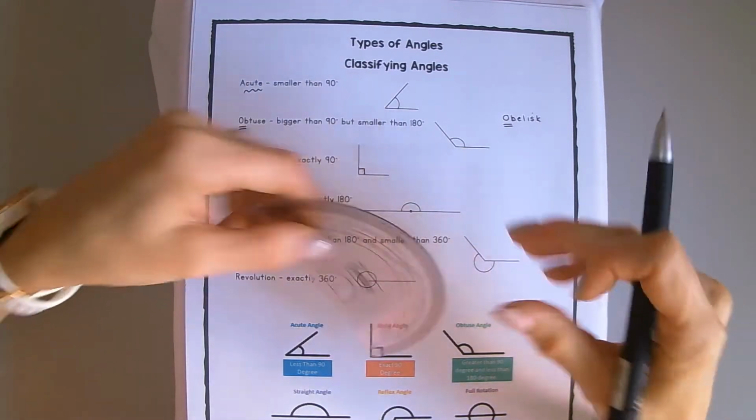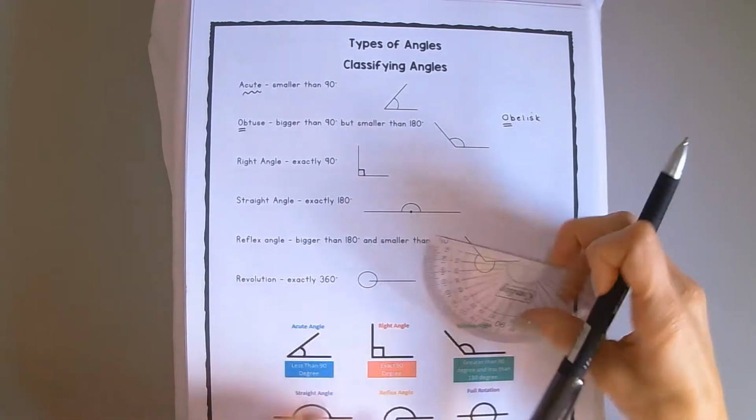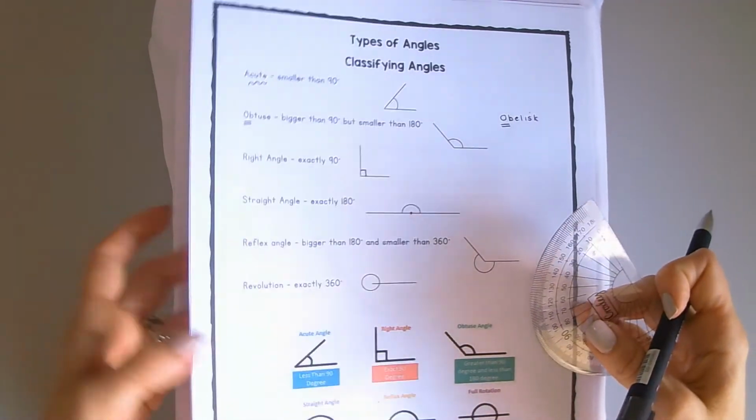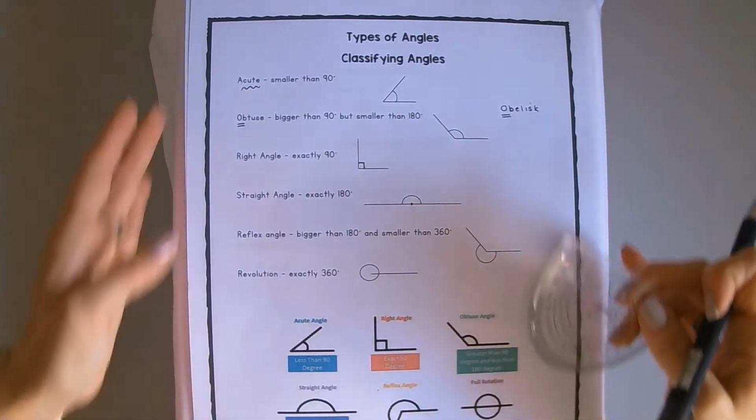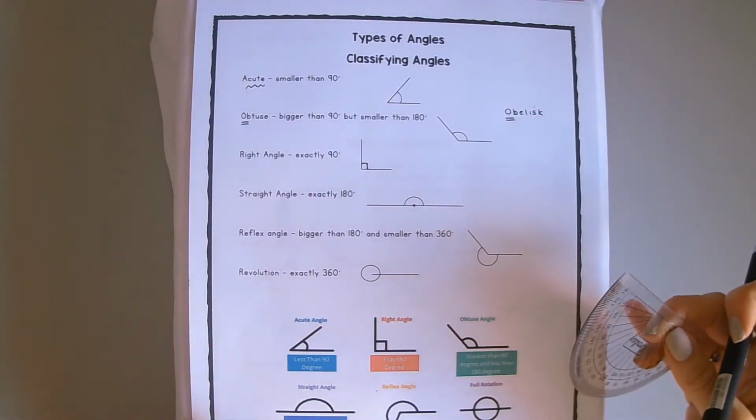If I can't measure, remember, you can turn your whole page around. If you want to turn your page around to measure an angle, you are more than welcome to. No one's stopping you. Your page is not glued down.